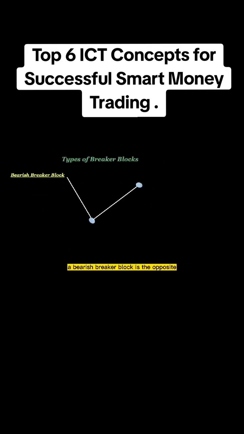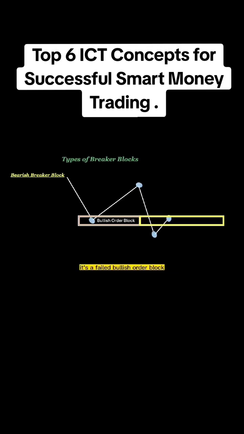A bearish breaker block is the opposite. It's a failed bullish order block. When the price closes below the low of the bullish order block, that previously bullish order block becomes resistance and is now known as a bearish breaker block. To confirm a valid bearish breaker block, you should check for the following: a valid bullish order block. The price closes below the low of the bullish order block. A liquidity sweep has occurred. There is a market structure shift.